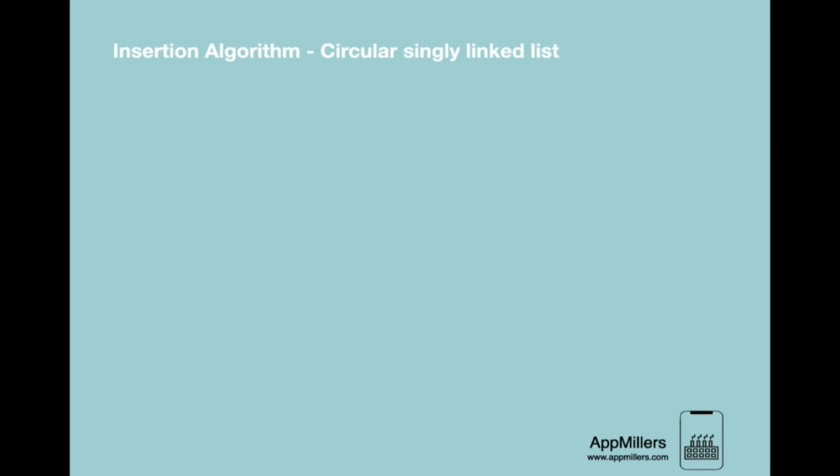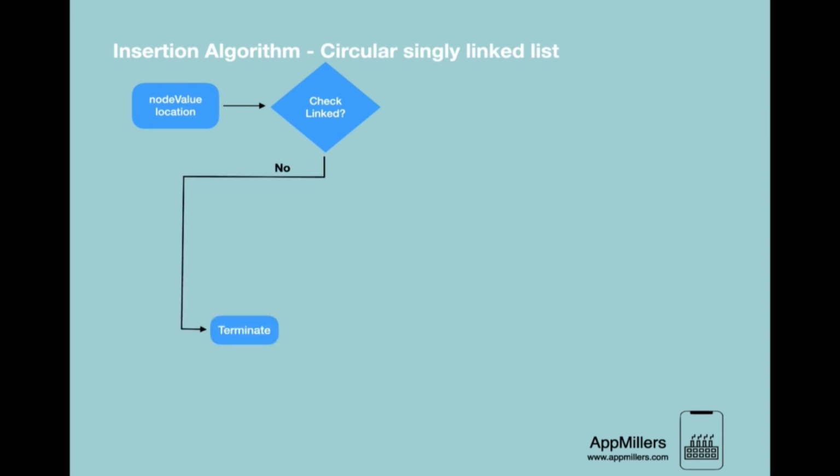Alright, in the last lecture we have learned how to insert a new node in a circular single linked list in 3 different cases. So in this video we will look at how the algorithm of insertion in circular single linked list works. Here our algorithm starts with 2 parameters, node and location. So the first step here is we check whether the linked list exists or not. If it does not exist, we return error and we terminate our algorithm over here. But if it does exist, we create a blank node and assign value to it.